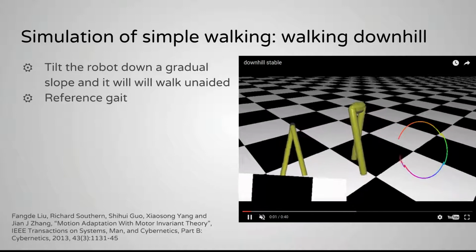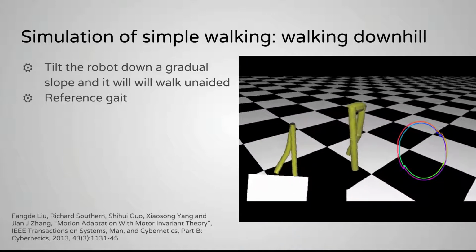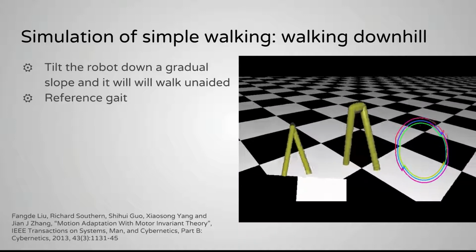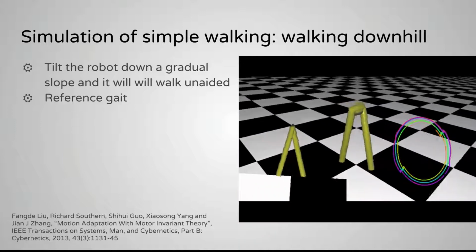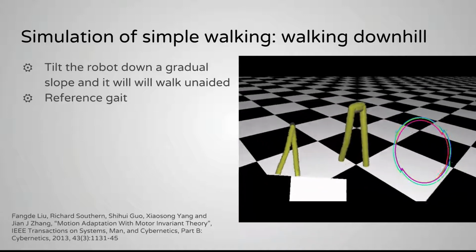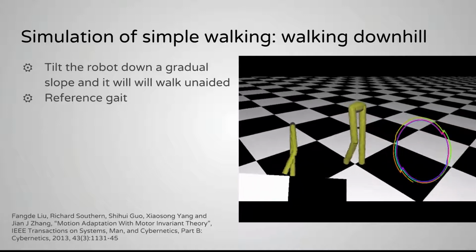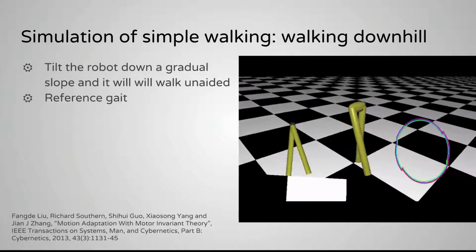So we took this model and we applied the motion adaptation principles. This is the model, a synthetic version running on a downhill slope. If we tilt our robot downhill, it'll walk unaided, and we'll use this as our reference gait. There's absolutely no actuation on this one.